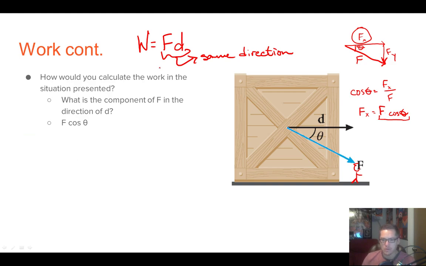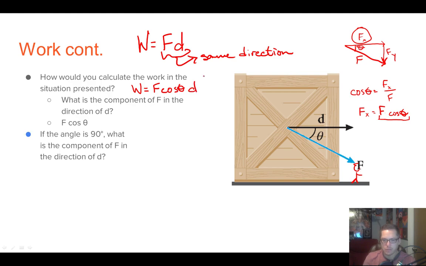All right, so we would calculate work as work equals force times the cosine of whatever angle we're pulling at times the distance. Okay, now that's the formula you need to memorize. So let's analyze this real quick. If our angle is 90 degrees, what is the component of F in the direction of D? Let's just sketch it out. So we've got D, and it says it's 90 degrees. So this is our theta, and this is our F, this is our D.